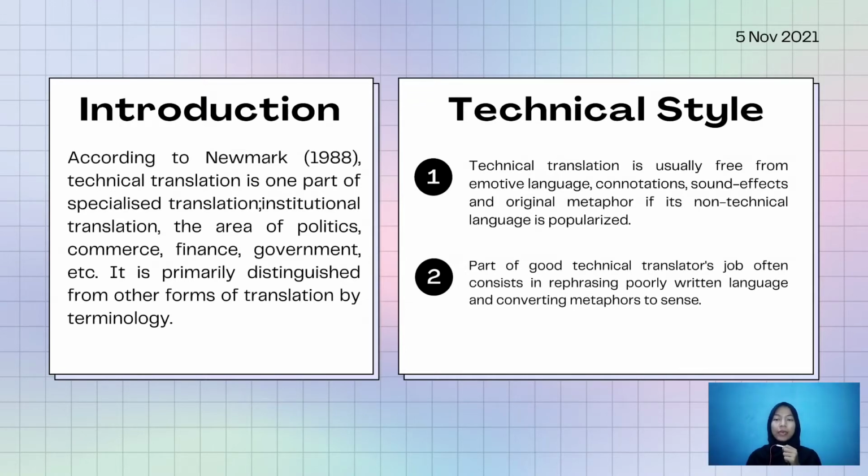Introduction. According to Newmark, technical translation is one part of specialized translation, alongside institutional translation, the area of politics, commerce, finance, government, etc. It is primarily distinguished from other forms of translation by terminology.